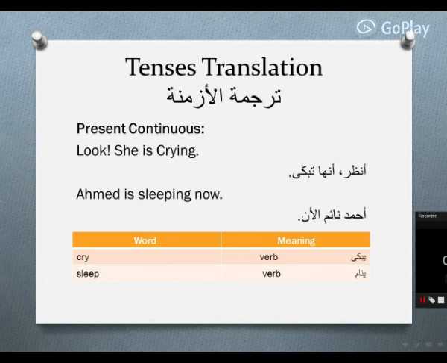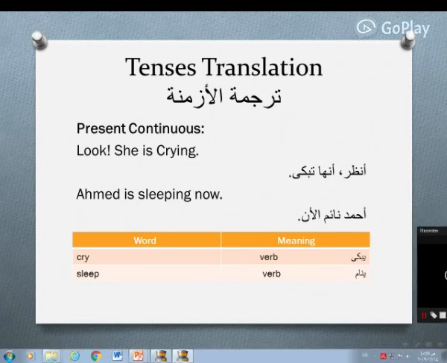Tenses. Tenses translation. ترجمة الأزمنة. Present continuous. In Arabic, we don't have tenses to represent the present continuous. But what we can do here is sometimes we use a present form of the verb, and sometimes we can use an adjective. Look at this example.